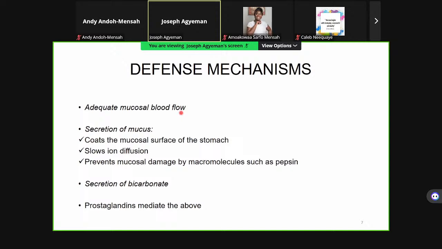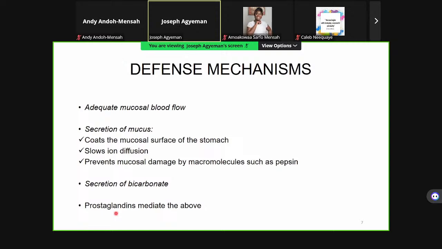And for that matter, to replace what dies, you will need nutrients. You will need proteins. You will need several other inputs. Where will these inputs come from? The blood will supply them. So if you don't have adequate mucosal blood flow to supply the ingredients needed to meet the very fast production to replace the fast dying cells, then you are going to have a deficit. So adequate mucosal flow is very important. And this guy called prostaglandins has a vasodilatation effect.